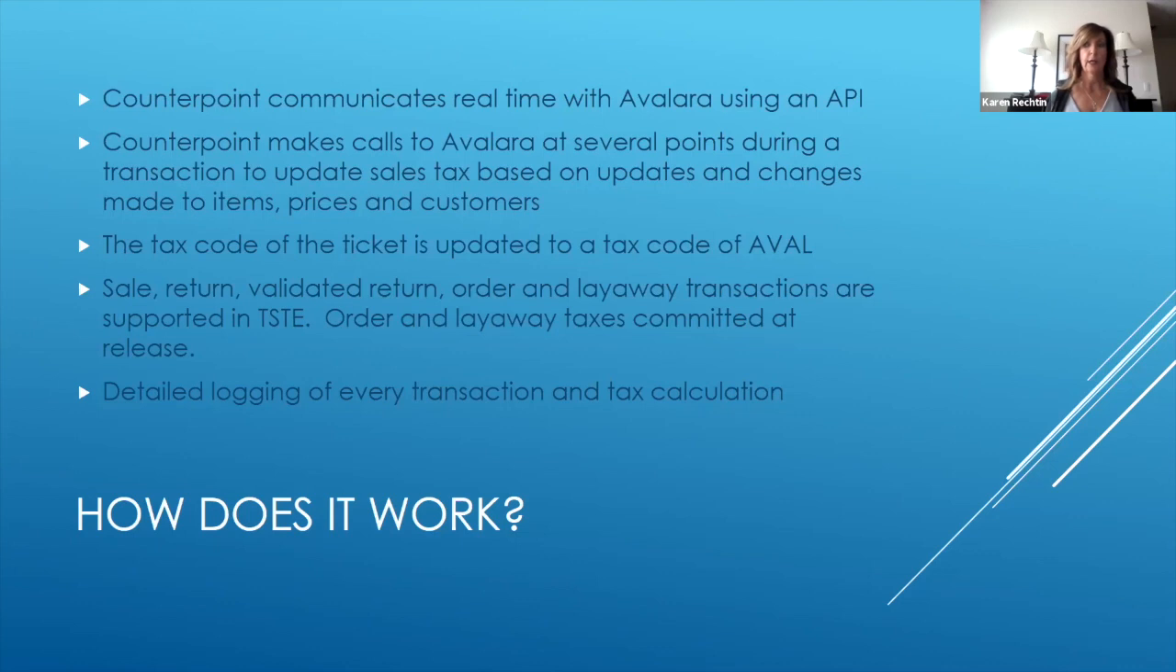And then also we have, as part of the integration, detailed logging of every transaction and tax calculation. So if you ever want to look in the background and see how a particular tax was calculated, and sometimes this happens in the beginning because you're not used to knowing all of the details about how sales tax is charged, you can look at all the details. It will show you the address it's using, the item, the state tax, the county tax, the locality tax, and all of the breakdowns, so you can see exactly how that tax is calculated.